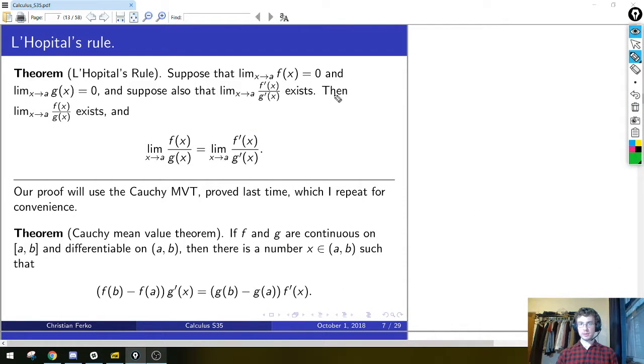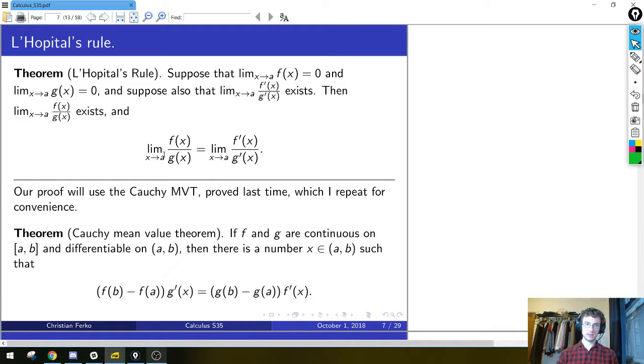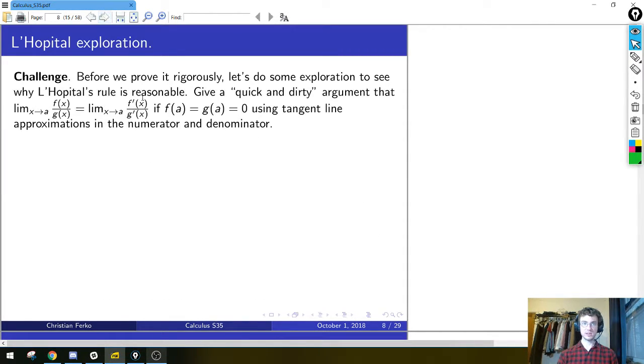Okay, so that's what we're going to try to prove this time in Act 1. We're going to prove the thing on the top half, L'Hopital's rule. But the proof is kind of tough, so before proving it rigorously, I want to do some exploration in the form of a challenge. So let's just try to convince ourselves for why this might be reasonable. Why would it make sense that the limit of a quotient might be the same as the limit of the quotient of the derivatives? So I'll ask you to walk me through it.